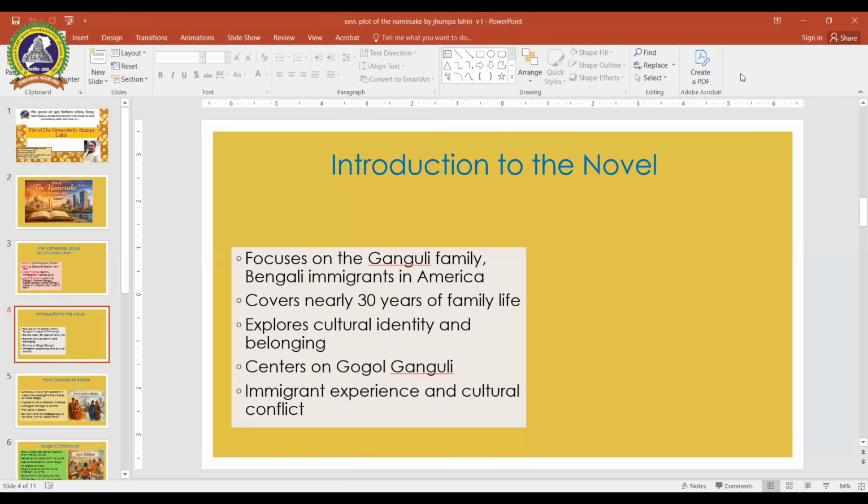The main focus of the novel is Gogol, the son of Ashok and Ashima Ganguly, and it is Gogol Ganguly's struggle to understand who he really is. That is his identity crisis. The parents of Gogol Ganguly try to keep that Indian culture alive, while the children of Ashok and Ashima grow up in American society. The children follow American style, American way of life, American culture, tradition. The novel shows the immigrant experience and cultural conflict that the Ganguly family is undergoing.